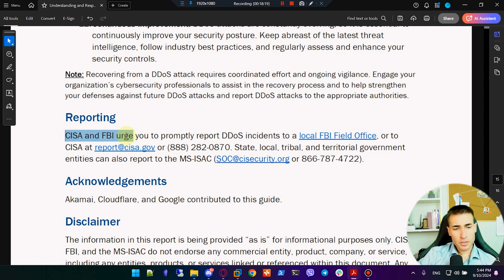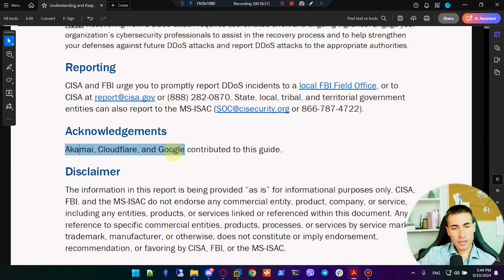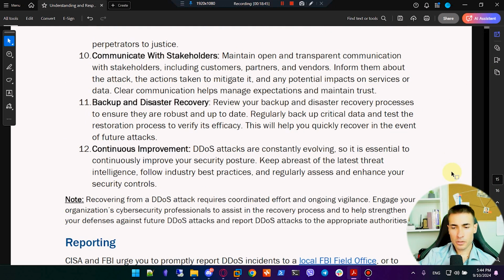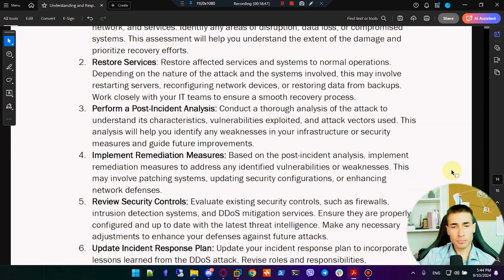In the case of such a scenario, such an incident, CISA and FBI urge you to promptly report incidents to your local FBI field office or CISA at those communication channels. Akamai, Cloudflare and Google contributed to this guide. That's great. That's perfect. Thank you. Well, that was a document. Hopefully it was useful to you.